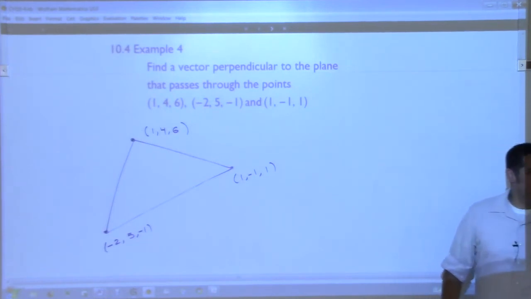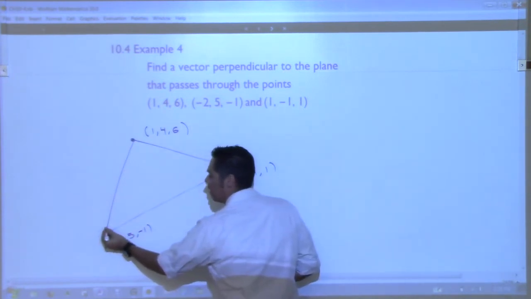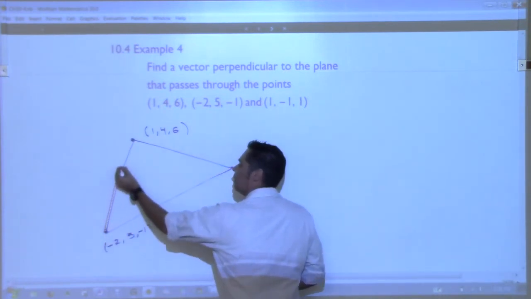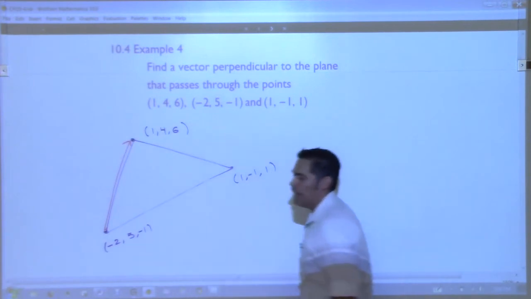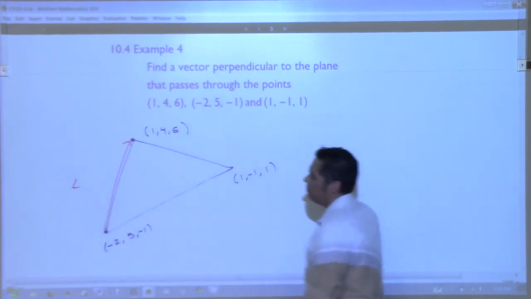So if we create vectors first, let's say we create a vector that goes from here to here. All right? Let's say we create that vector. What would that vector be? Okay, what is it?